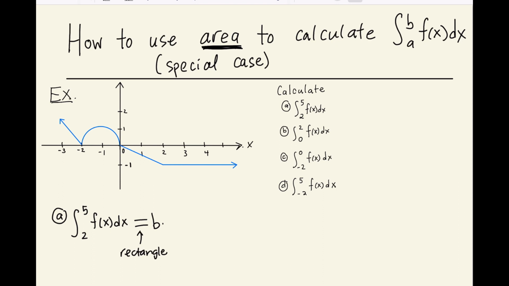So I would say this is a rectangle, and the area is base times height. But since it lies below the x-axis, I'm just going to add a negative there. 5 minus 2 times the height, which is 1, of the rectangle. So this is going to be negative 3. The answer to the first part is negative 3.